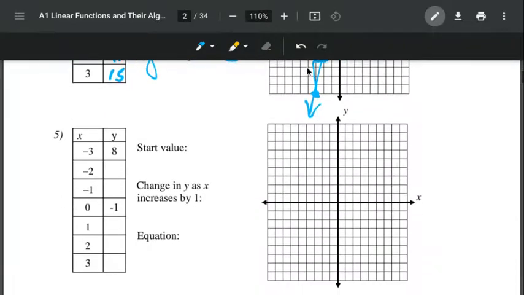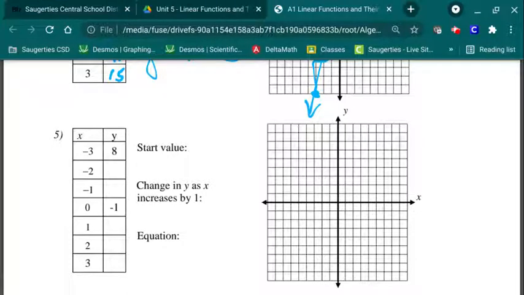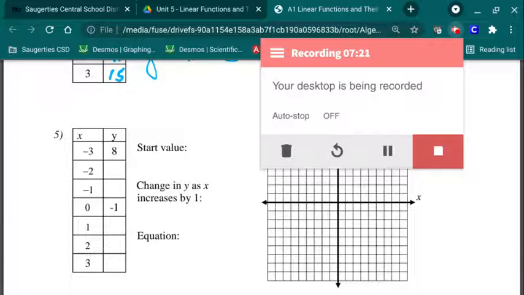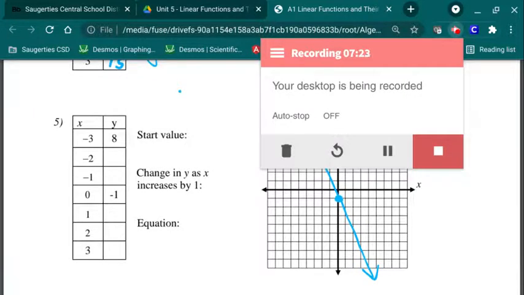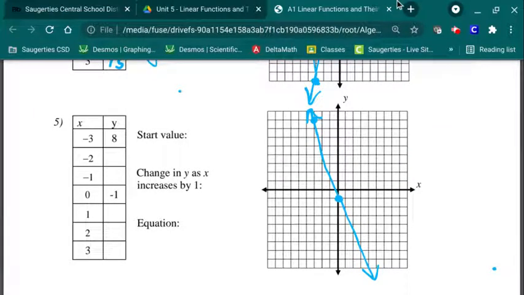Now, number 5, I want you to try this one. I'm going to pause my video, and then you can check your work, just to make the video a bit shorter for you. So what I did was I plotted our 2 points, negative 3, 8, and 0, negative 1.